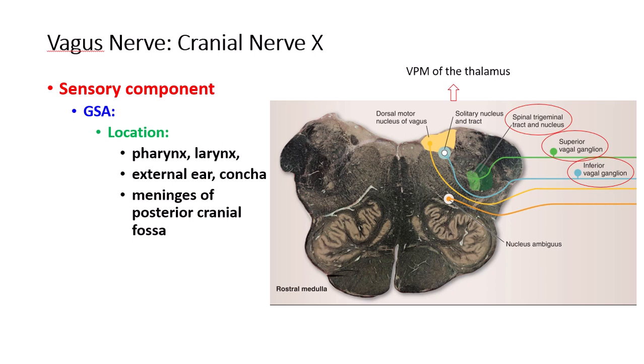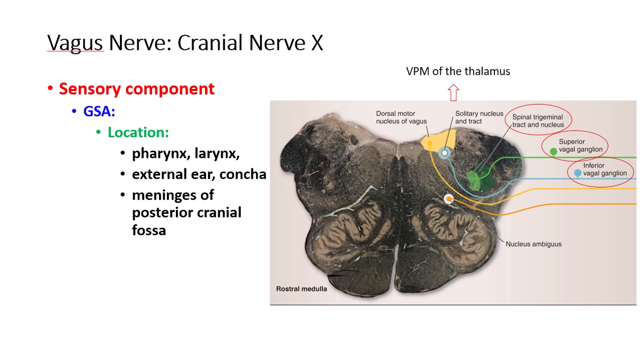There are also receptors located in the posterior cranial fossa. The meninges are covering that area, so again it is mainly the sensation of pain coming from that area. The cell body is located in the superior vagal ganglion, and that is connected to the spinal trigeminal nucleus. So this is the first order neuron, and this is the second order neuron, and from there it goes to the thalamus, and the thalamus is the third order neuron that's located there.